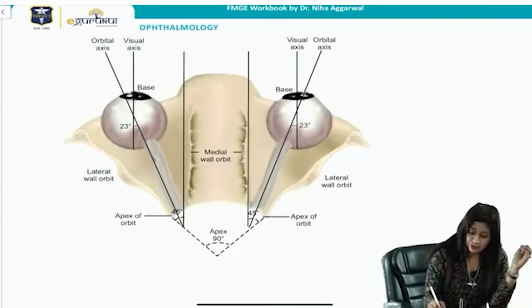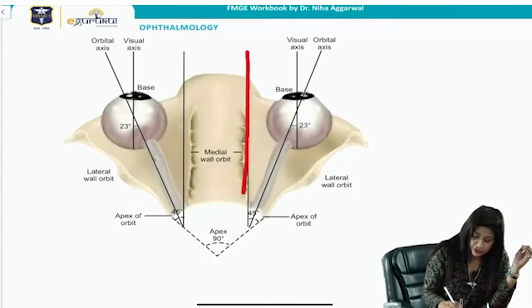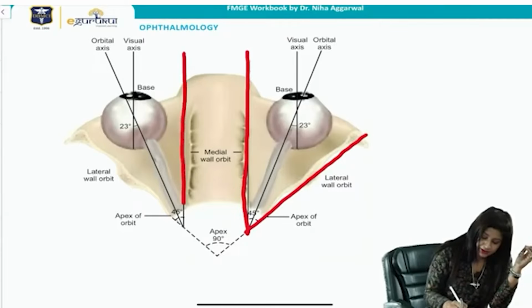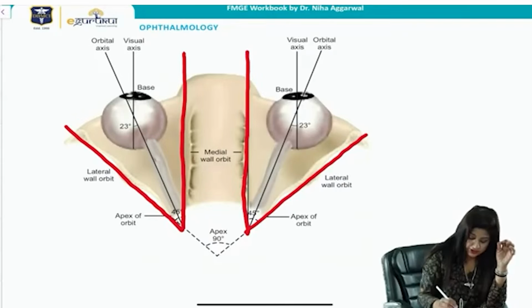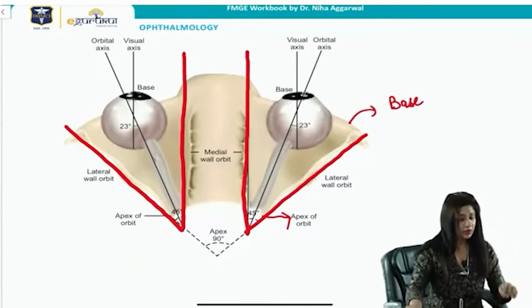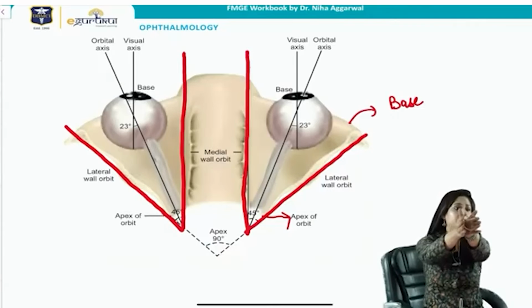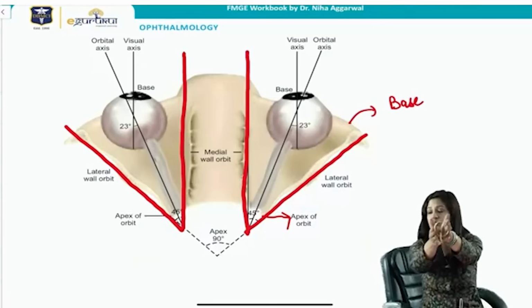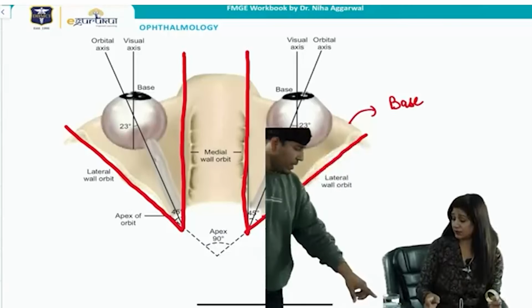So we have the orbit here. The orbit is pyramidal in shape, or conical in shape like this. These orbital cavities are pyramidal or conical. So towards the posterior side is the apex and towards the anterior side is the base. Something like this is the orbit and the eyeball. See, the apex is towards me, that is posterior, the base is towards you, that is anterior.